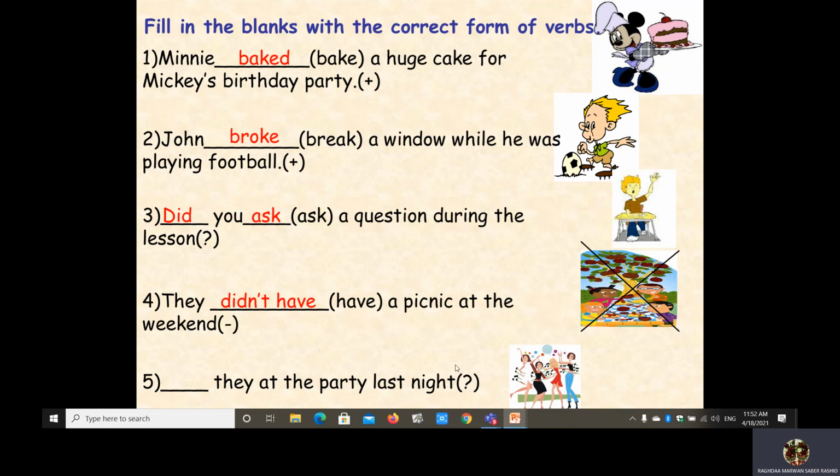Now he wants you to make a question. They at the party last night. We don't have verbs here. It means the main verb will be the verb to be. The past was or were. And we have they. What do we use with they? Was or were to start with in the questions in the past? Yes, of course. Were they at a party last night? And the answer, yes, they were, or no, they weren't.